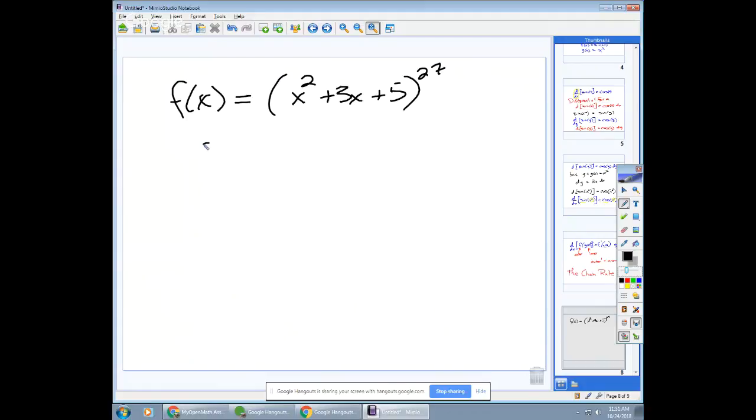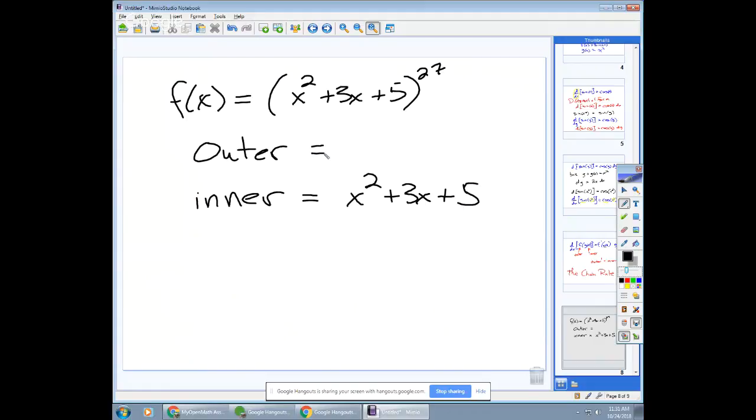So here it's just a matter of identifying what is the outer function and what is the inner function. So let's start with what's the inner function. X squared plus 3x plus 5. What is the outer function then? It's just the power 27. So write it like that.